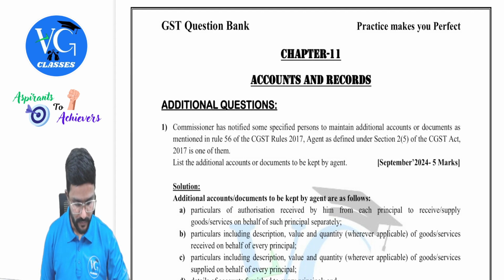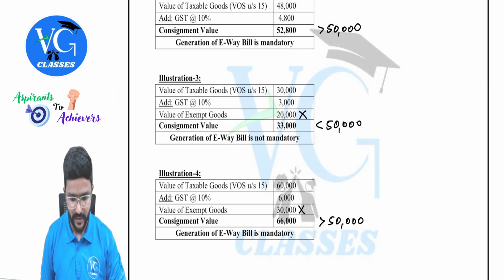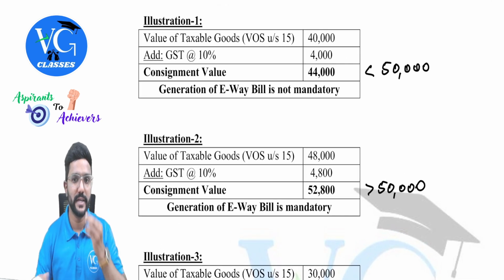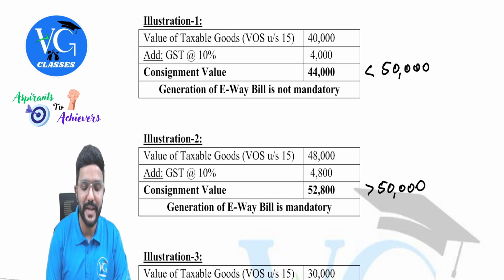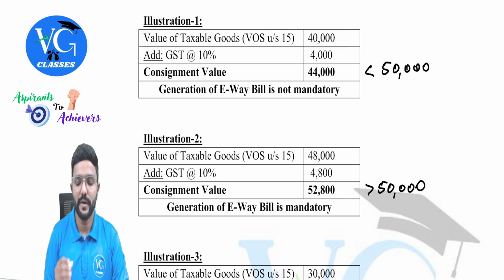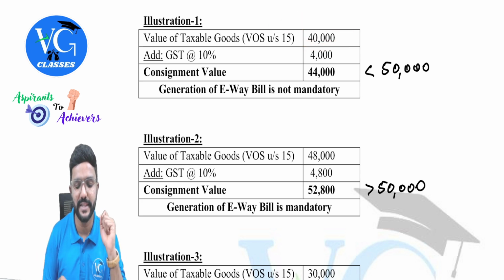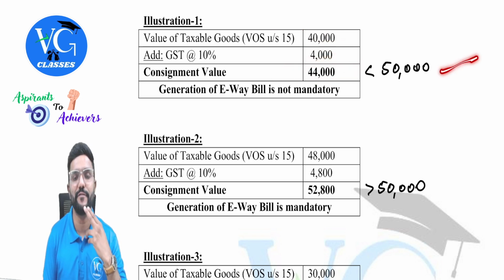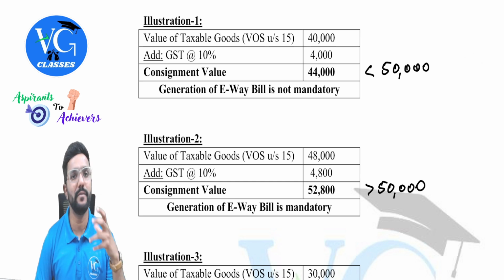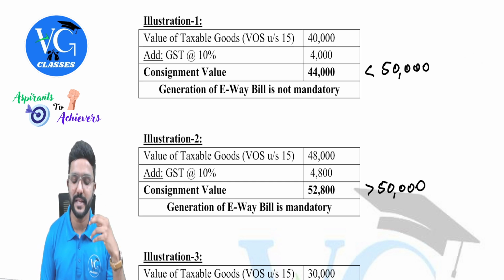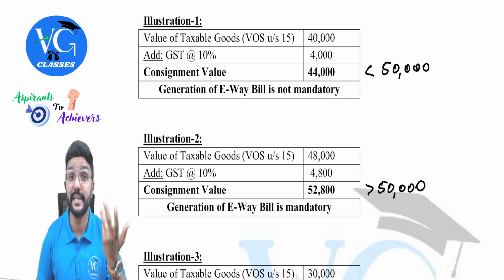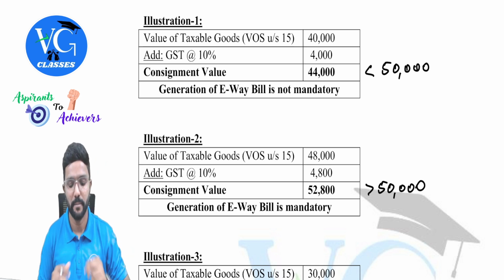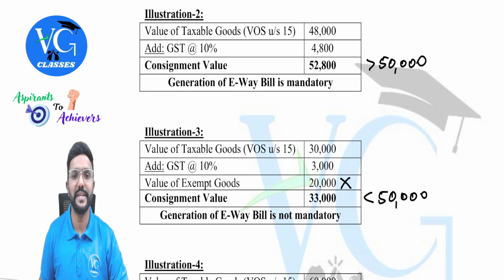I will just show you a few illustrations. Yes. This is on the consignment value calculation. You can just see. Assume the value of taxable goods is 40,000 and on that GST is 10%. I have just randomly taken the rate. GST is 4,000. So what is the consignment value? 44,000. So it is less than 50,000. So is it mandatory to generate an e-way bill? No. But if the consignment value is less than 50,000, can we still voluntarily generate an e-way bill? Yes, voluntarily you can do it, but not mandatory, guys.